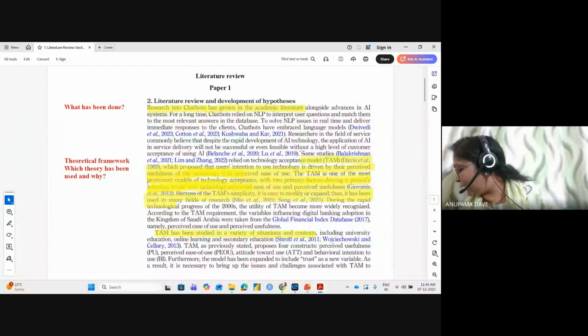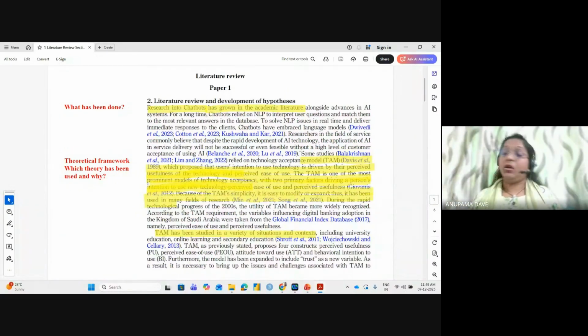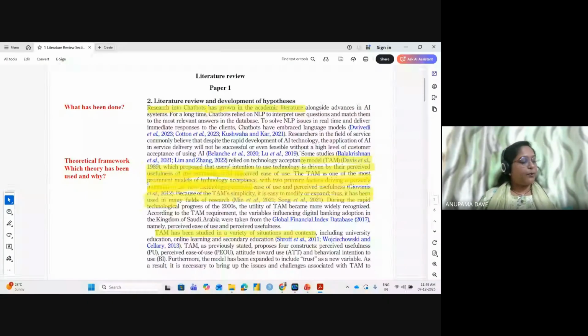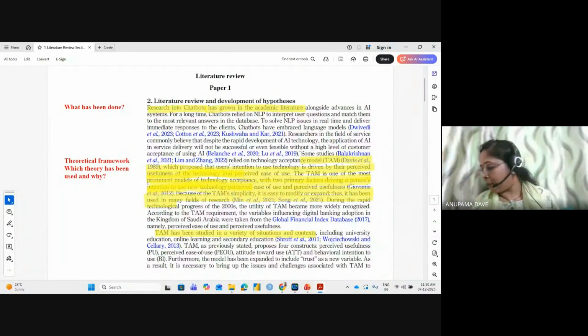First I'll give you a quick background of the papers I'm talking about, so that it becomes easy for all of us to connect. The first paper that I shared happens to be What Drives Students Towards ChatGPT, an investigation of factors influencing adoption and usage of ChatGPT. This paper was trying to find out what factors influence students to adopt ChatGPT for educational purposes.